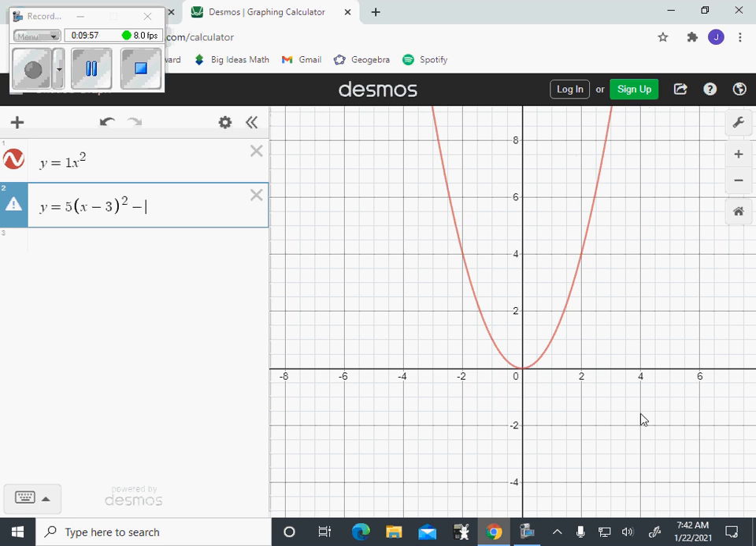Where's our vertex going to be? It's going to be to the right 3. Actually, I'm going to say minus 4, so we're not using the same numbers. Minus 3 and down 4. It's going to be right there. So this number out front, this 5, doesn't change where the vertex is. That just tells you it's going to be skinnier than this red graph.